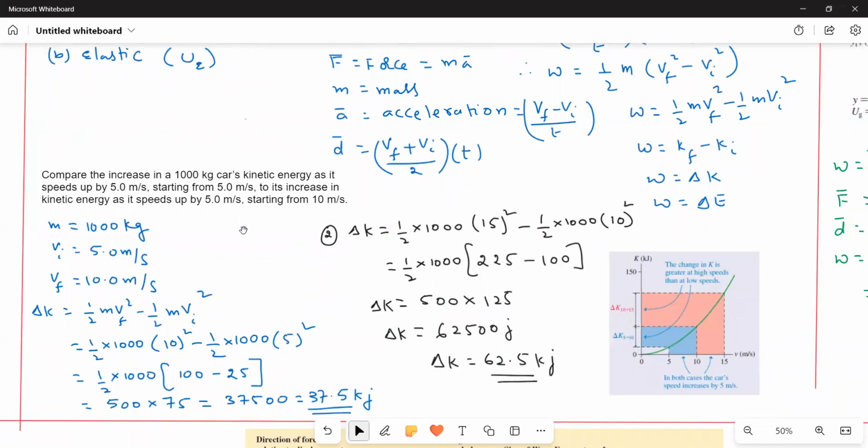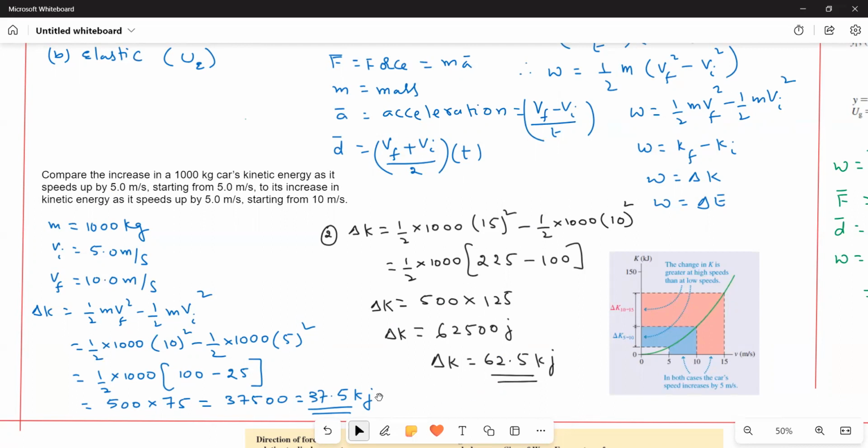Okay. And then suppose in the second case, I input the values: the initial velocity is 10 meters per second, and the increment is 5 meters per second. So the increase in kinetic energy is half m times 15 square minus 10 square, where 15 is the final velocity and 10 is the initial velocity. Input the values in the equation, and you are going to get the change in kinetic energy as 62.5 kilojoules.